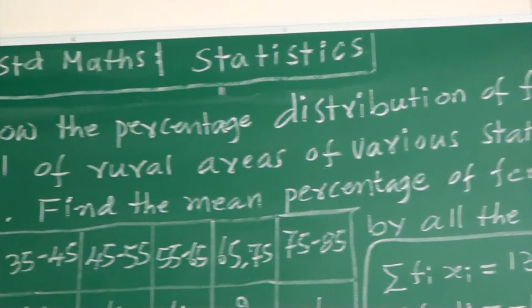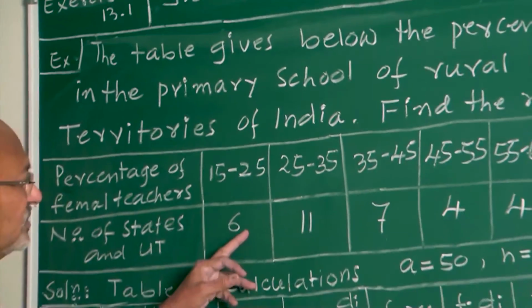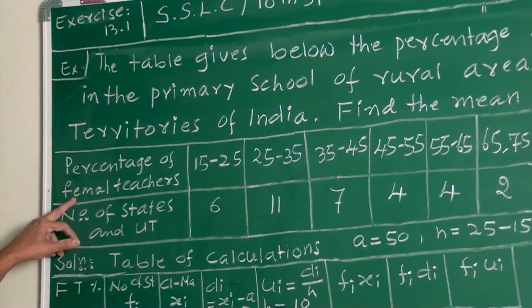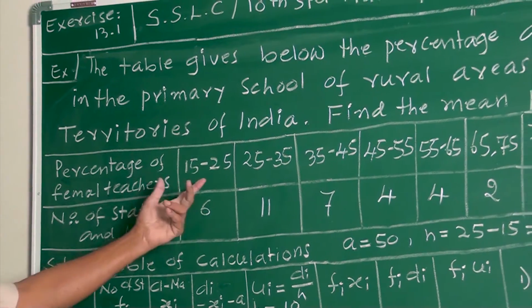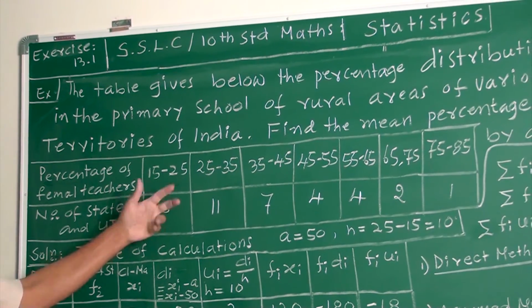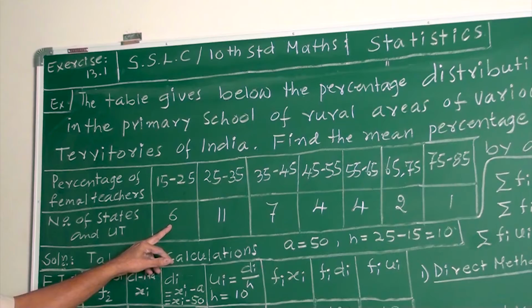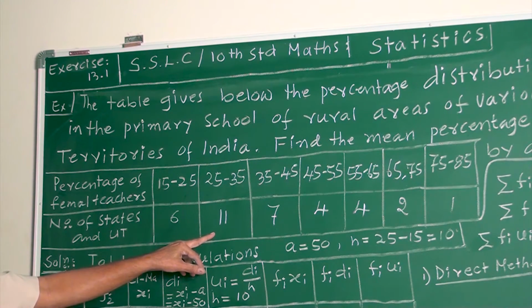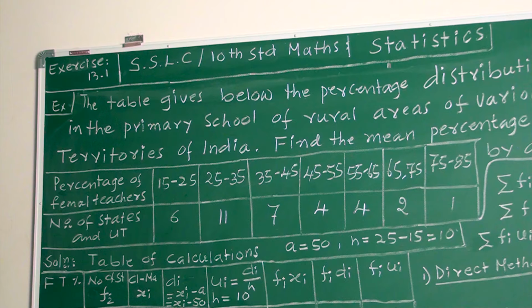This is, my friends, the frequency distribution in percentage. Percentage of female teachers, 15 to 25: there are 6 states. Between 25 to 35, there are 11 states. 35 to 45, there are 7. 45 to 55, 4. 55 to 65, 4. 65 to 75, 2. 75 to 85, there is only one state.